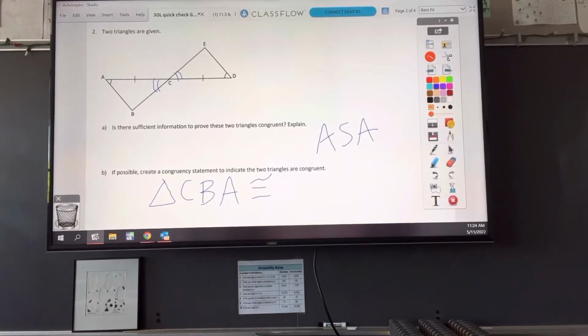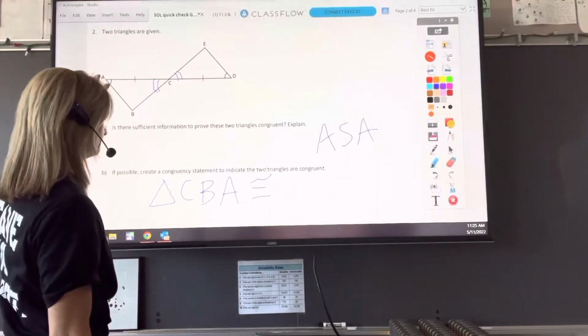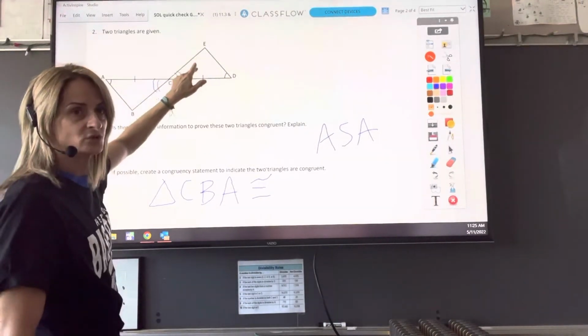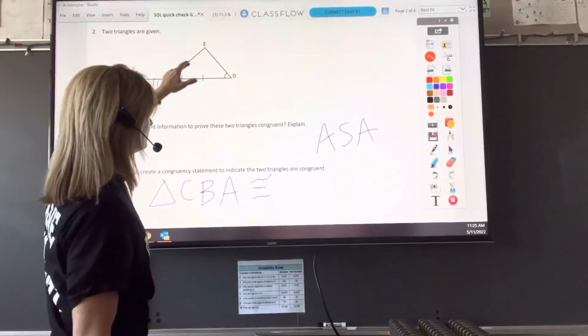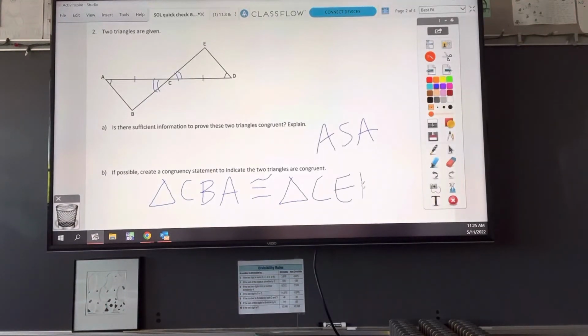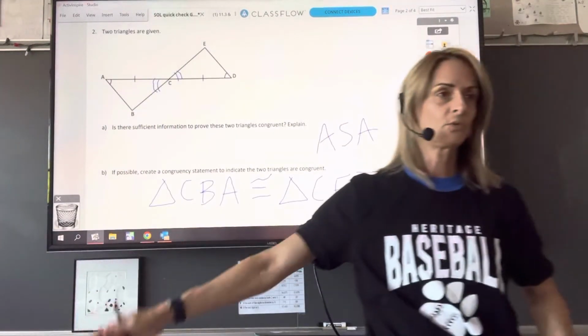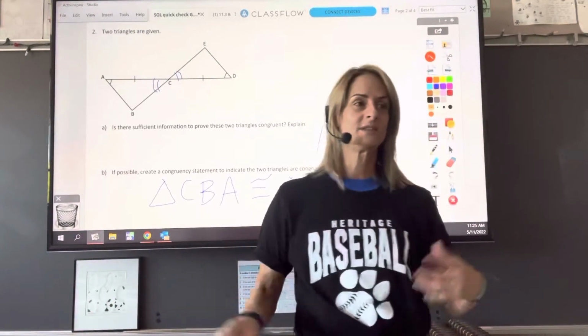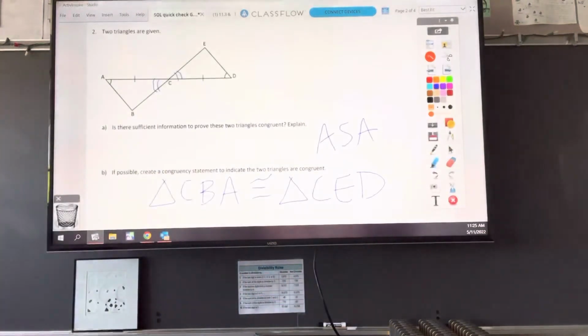Now, because I named this triangle, I started with C and I went down to B and up to A, I have to name the second triangle the same way. I have to name this one triangle CED. And that's it. That's all a congruency statement is. This segment is congruent to this segment, or this angle is congruent to this angle, or this triangle is congruent to this triangle.